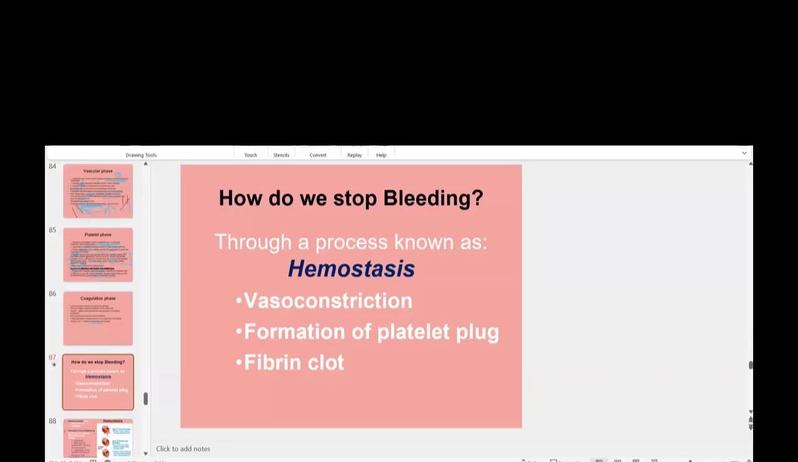Vasoconstriction plays an important role. Serotonin does that. Formation of a platelet plug, that I already explained, how adhesion and aggregation happen, and the discharge of those chemicals through degranulation. Then finally, we are going to talk about the fibrin clot.